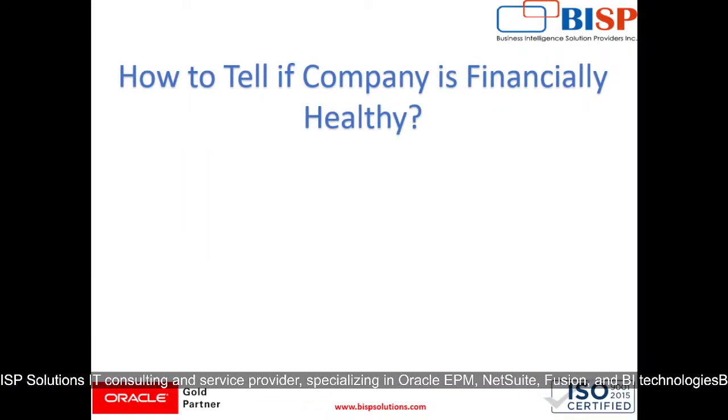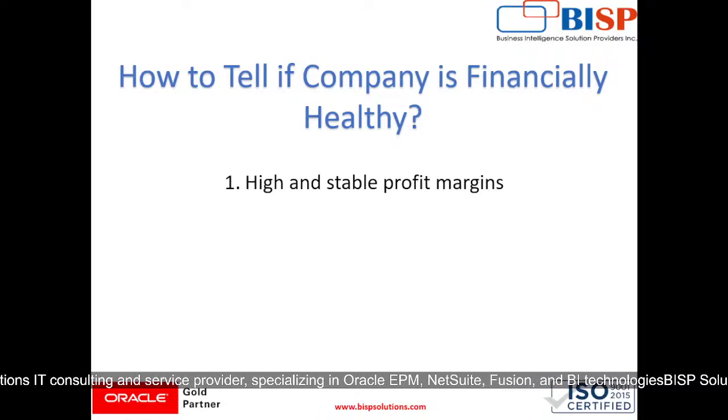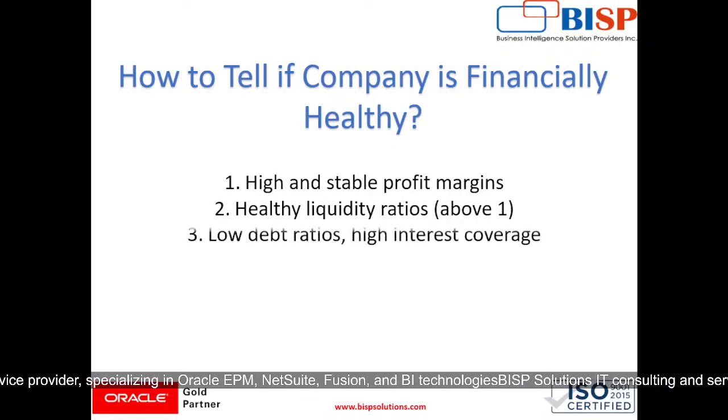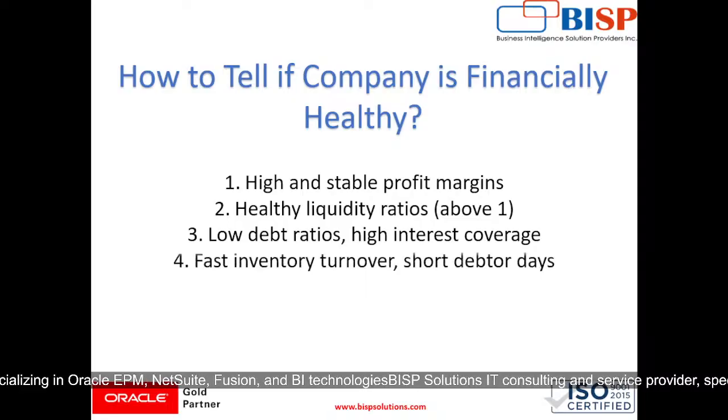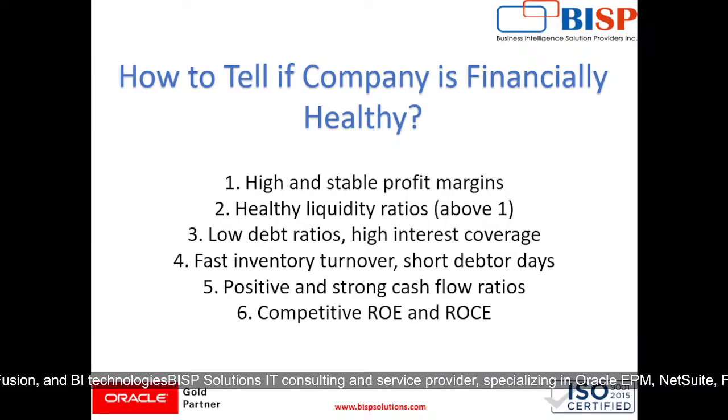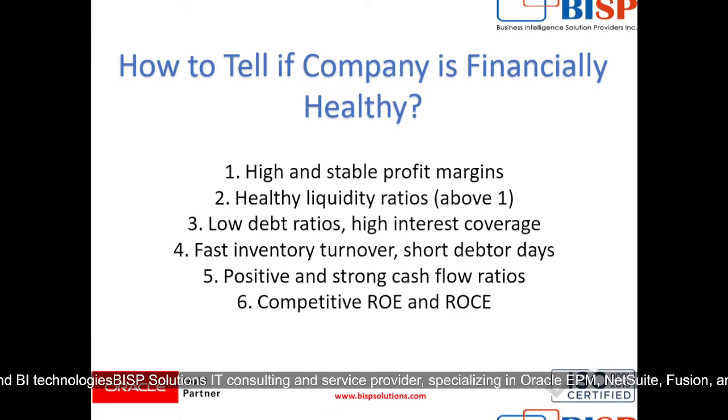Next comes how to tell if a company is financially healthy. A high and stable profit margin, a healthy liquidity ratio above 1, low debt ratios, high interest coverage, a fast inventory turnover ratio, short debtor days, positive and strong cash flow ratios, and competitive ROE and ROCE.